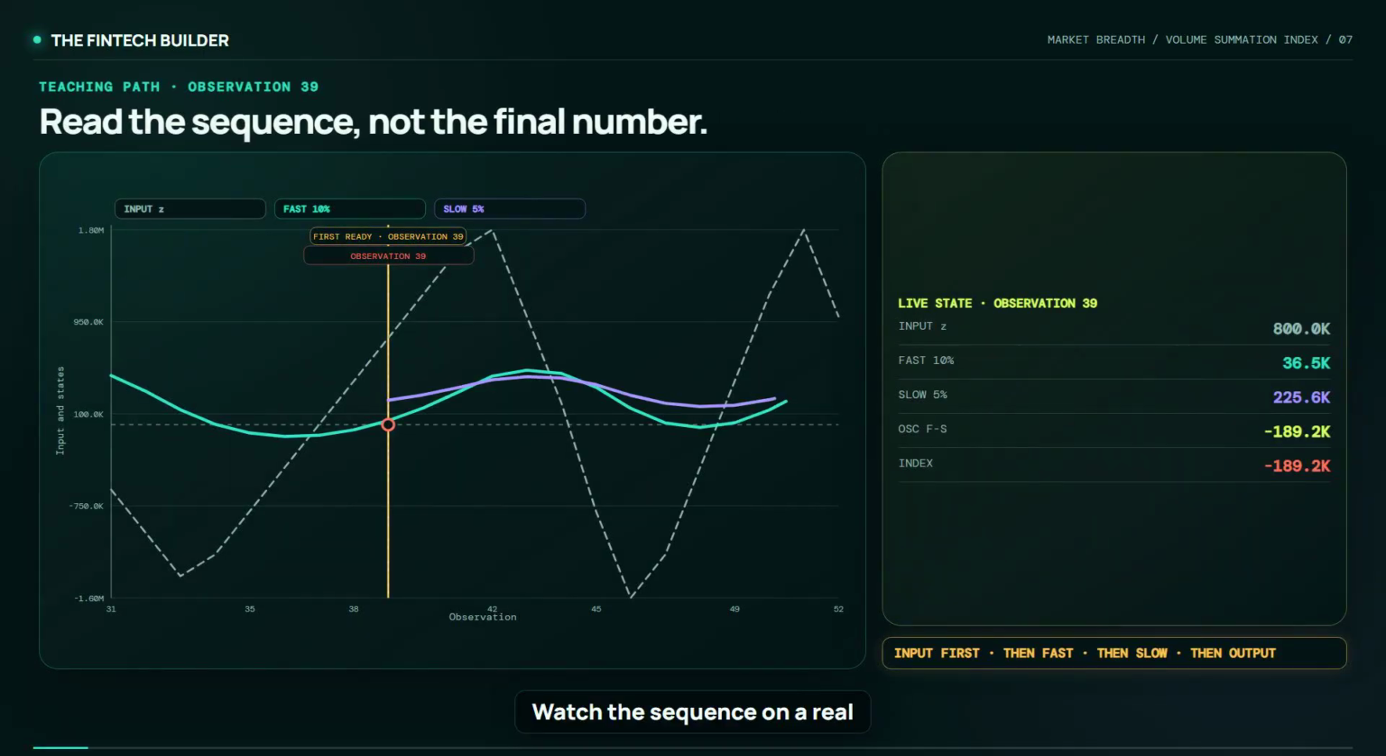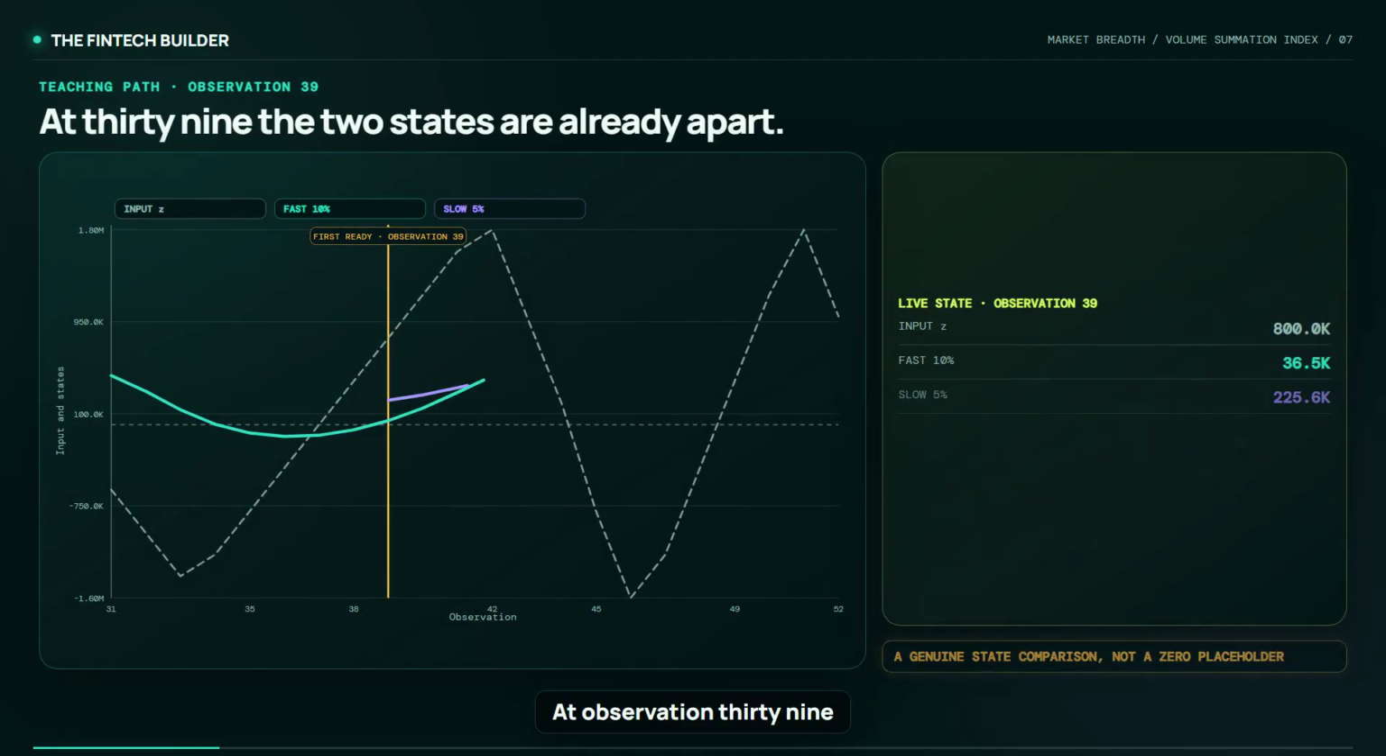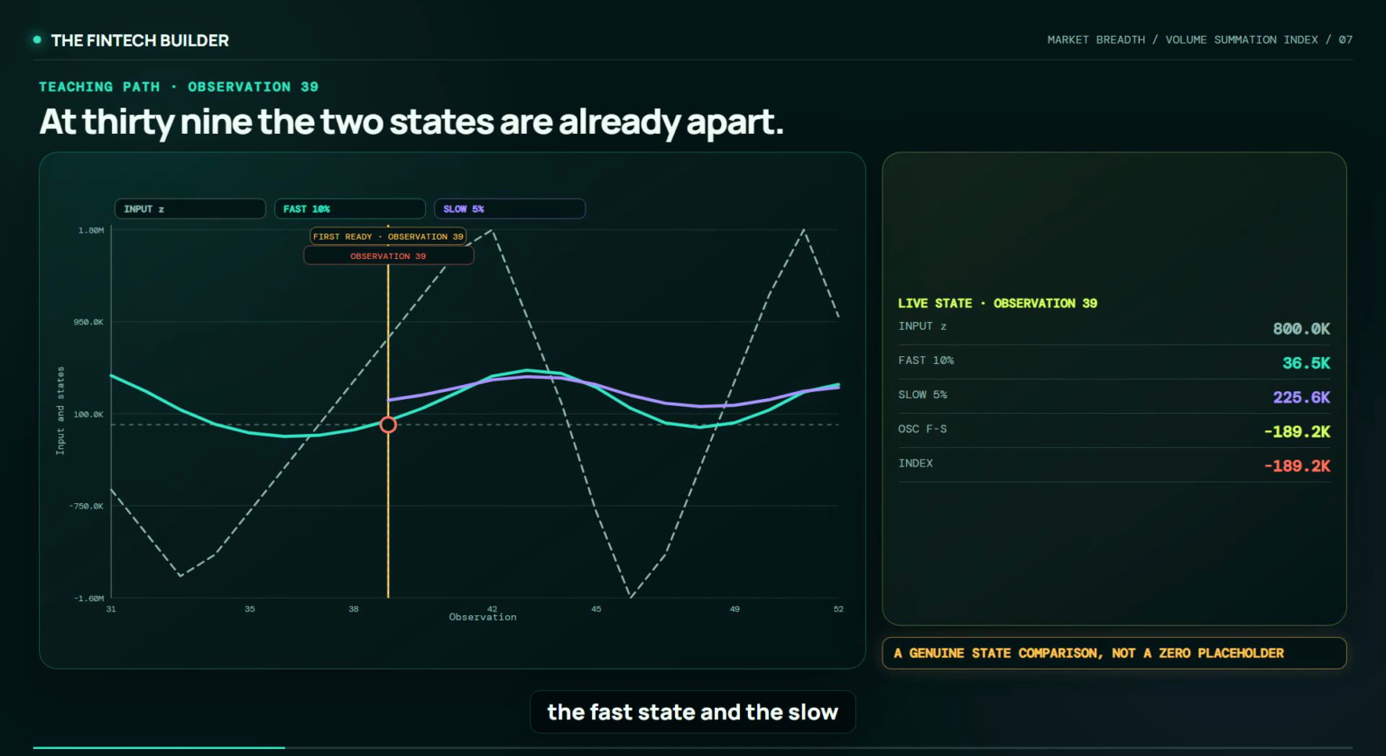Watch the sequence on a real teaching path, not just the final number. At observation 39, the fast state and the slow state are already apart. So the first ready oscillator is a genuine comparison of 2 memories.